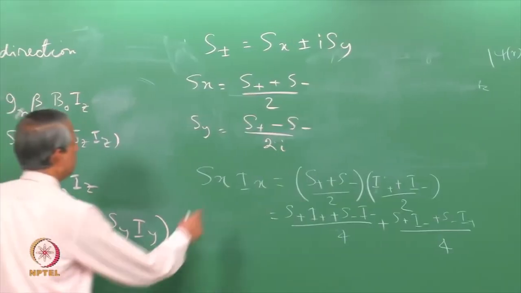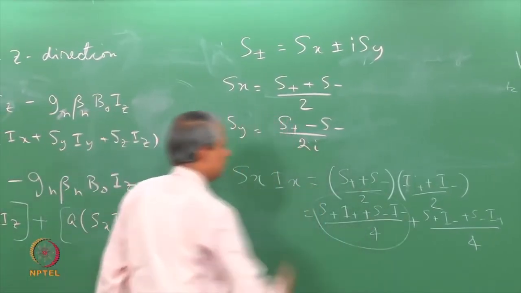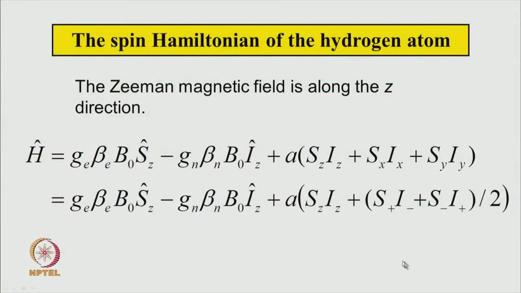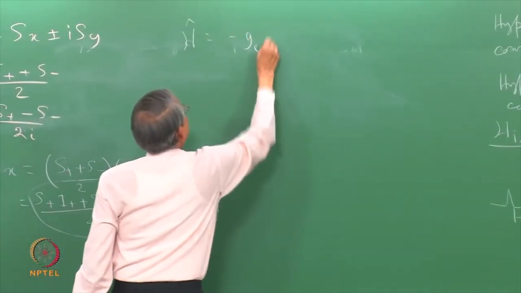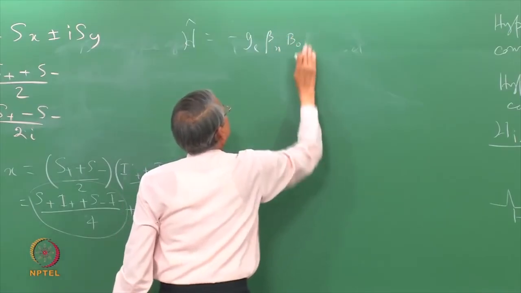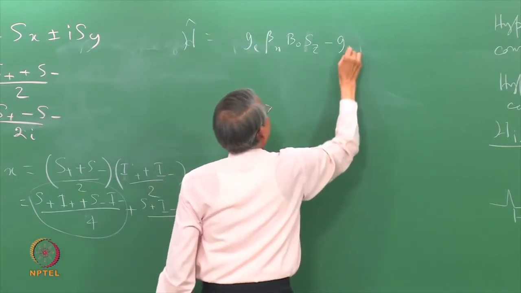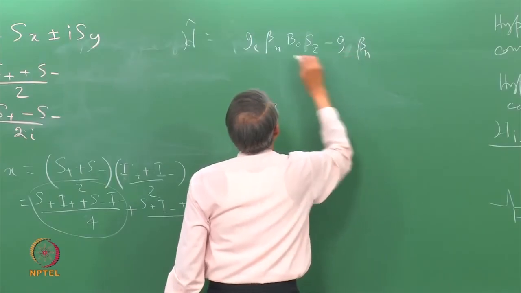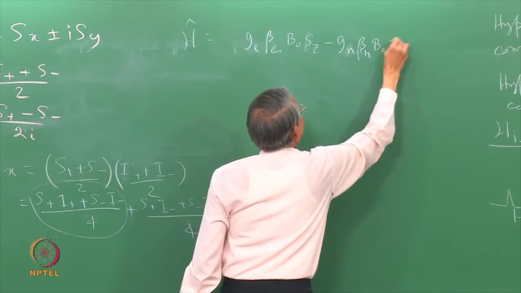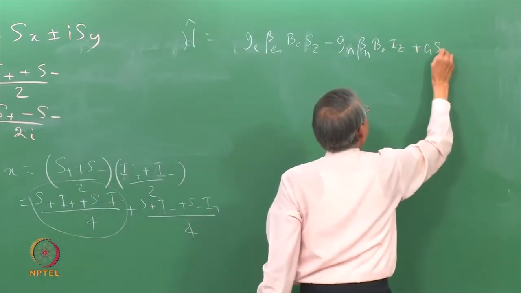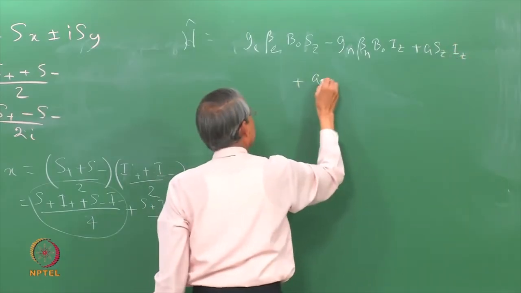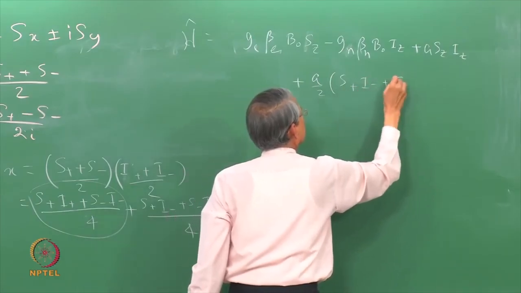Similarly, if we take the other one by putting this one, then this term will cancel out. So, what we see here is that the simplification of this will turn out to be this way: the electron Zeeman, nuclear Zeeman and this A Sz Iz, plus the term that comes out as (S plus I minus plus S minus I plus) by 2. So, we have the total Hamiltonian as g beta B0 Sz minus g_n beta_n B0 Iz plus A Sz Iz plus A by 2 (S plus I minus plus S minus I plus).